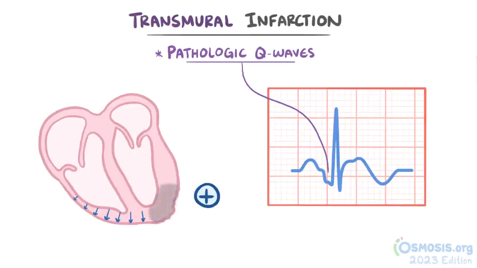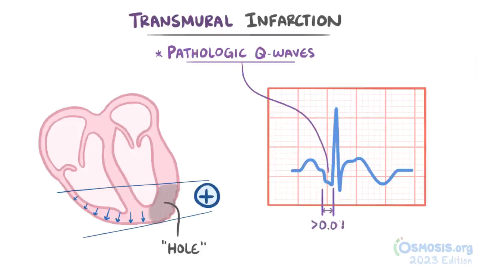With infarcted tissue, though, it doesn't conduct electricity, which means that the electrode essentially sees through the infarcted tissue, sort of like as if it was just a hole. And it sees through the hole to the other ventricular wall. And since those are mostly moving away from the positive electrode, you end up with this big, negative pathologic Q wave. So pathologic Q waves are those that are longer than 0.04 seconds, or one small box, and over 2 millimeters, or two small boxes deep.